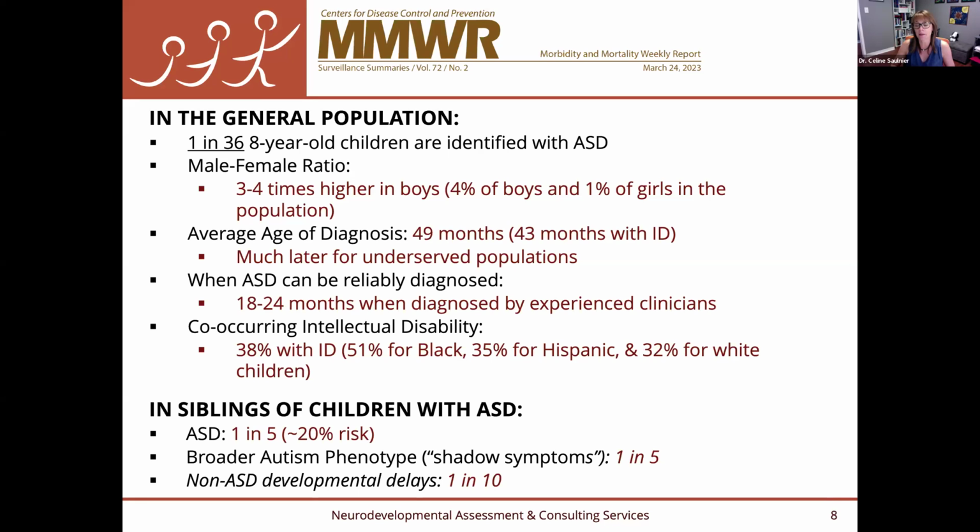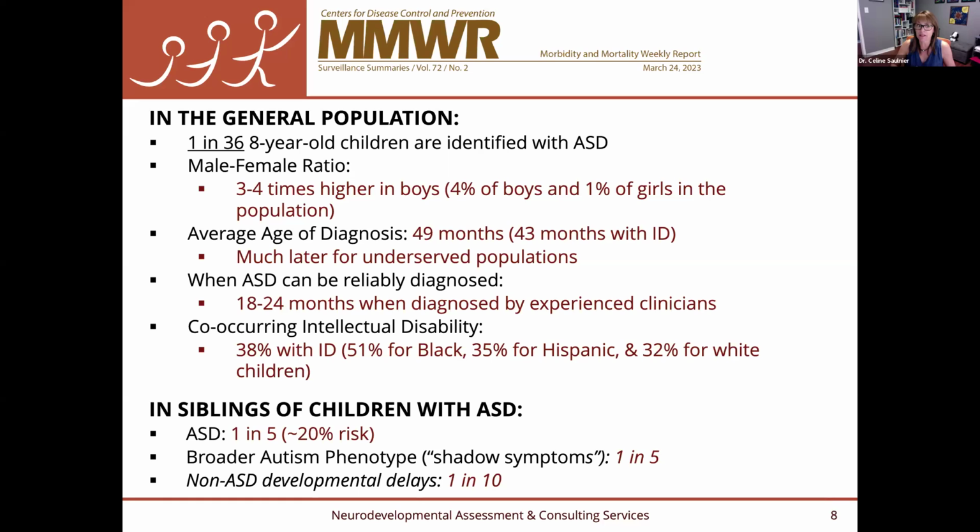It's about 4 times more prevalent in males than females. We'll talk about those sex differences in a minute. The average age of diagnosis in our country is 4 to 5 years of age, yet we can reliably diagnose autism by 18 to 24 months. Just yesterday, I diagnosed a 19-monther.